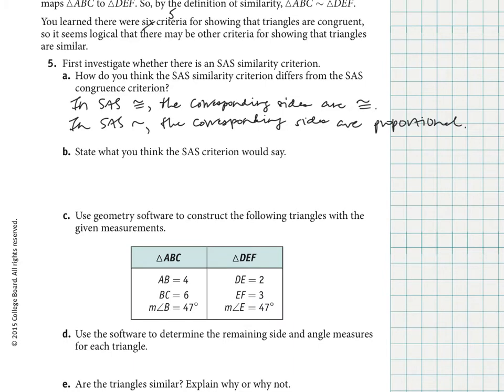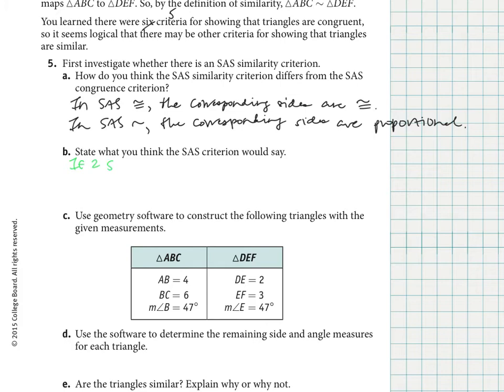So looking at this, what we could say is if two sides of a triangle are proportional to two sides of another triangle, and remember, we are talking about that included angle. We could say the included angle is congruent, then we know the triangles are similar. So let's write that down.